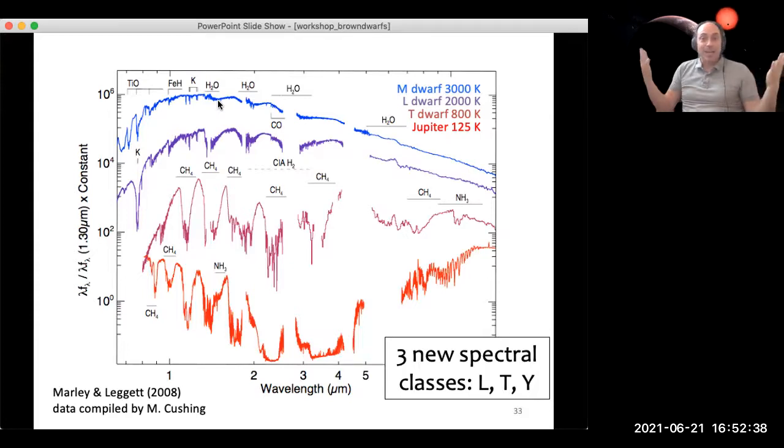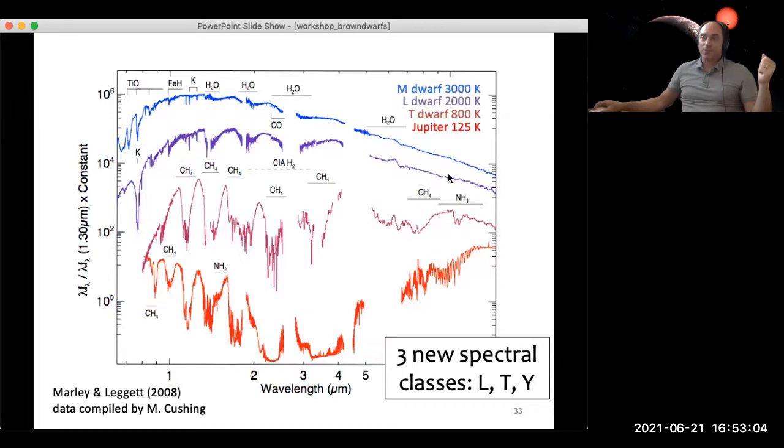Now, you might be surprised to hear that there's water on a star, but water is actually a really common molecule because hydrogen is the most common atom, and oxygen is a really common atom as well. So as long as you get to low enough temperatures, it's very easy to combine these to make essentially steam, right? This is water gas, it's not liquid water. So those features are in there, and also some atomic features.